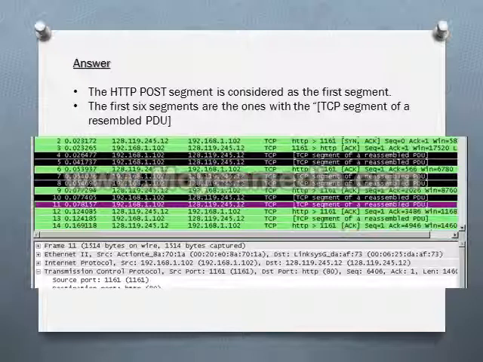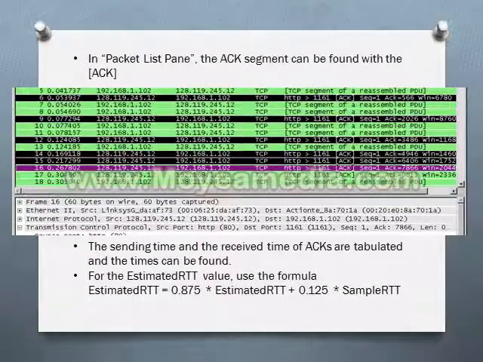The HTTP POST segment is considered as the first segment. The first 6 segments are the ones with the TCP segments of a reassembled PDU. In the Packet List pane, the acknowledgement segment can be found with the ACK. The sending time and the receive time of the ACKs are tabulated, and the times can be found there.